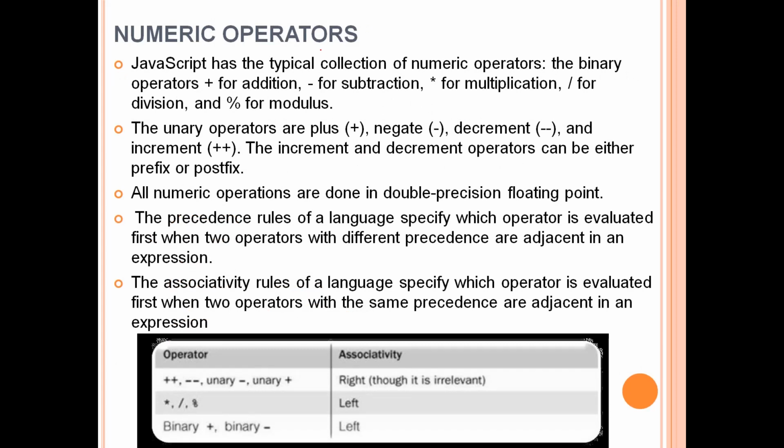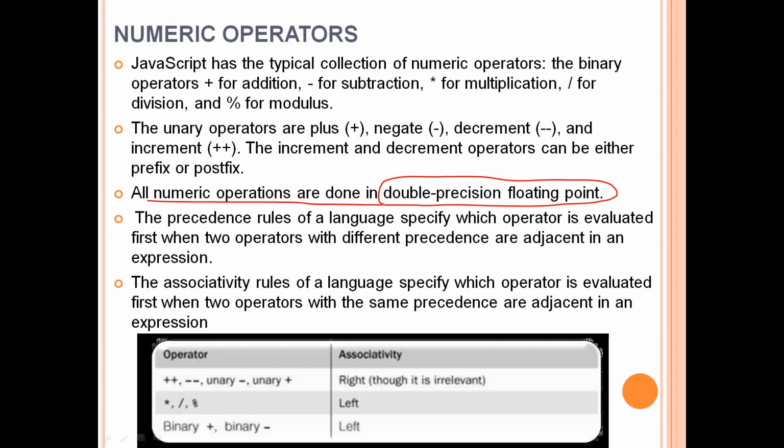Numeric operators. JavaScript has a typical collection of numeric operators. Like in other languages, most of the numeric operators used are also supported by JavaScript. Only one important thing here: all the operations in JavaScript are done in double precision floating point. Remember, all the operations are double precision floating point operations. There is no integer operation; if you are performing an operation on the numeric type, then it is a double precision floating point operation.